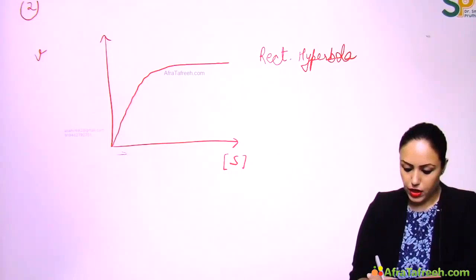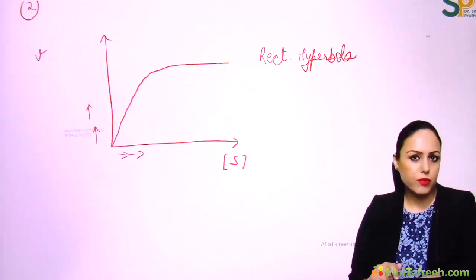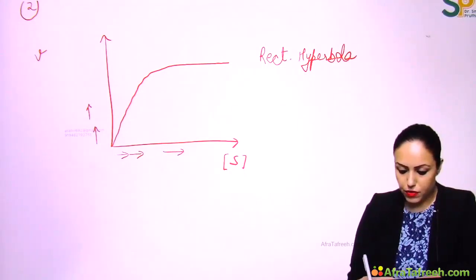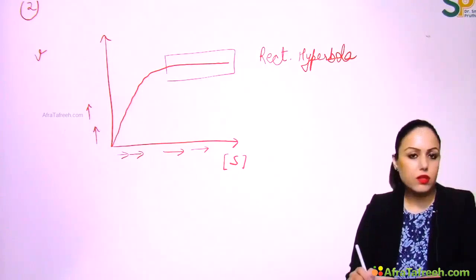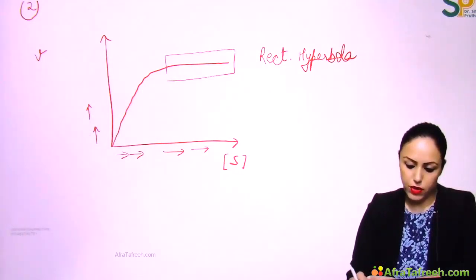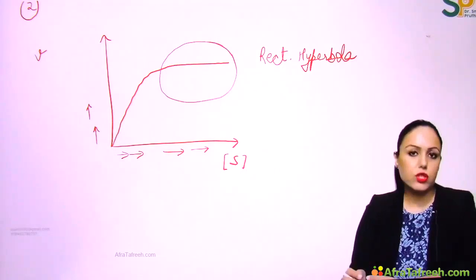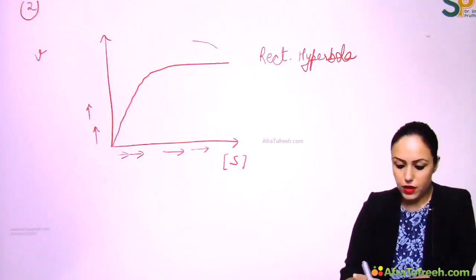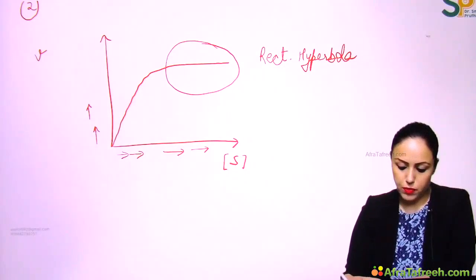See here, initially when we're increasing substrate, the velocity is also increasing, almost linear kinetics, right? But further, when we're increasing more substrate, the velocity is not increasing. See, it's a constant value here. So in this portion, velocity does not depend on substrate concentration, right? Why in this portion is velocity not depending on substrate concentration?